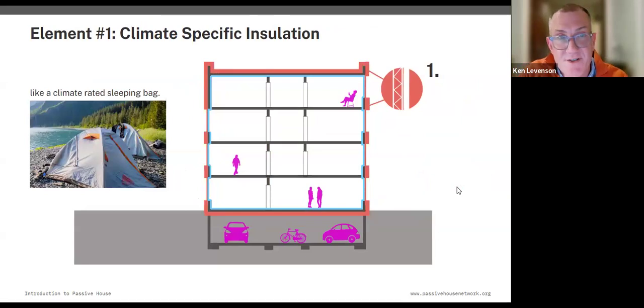So think of the insulation just like a climate rated sleeping bag. A tougher environment, you're going to have more insulation. Easy, it's almost de minimis the amount of insulation that you need. The air tightness can be such a huge driver of the energy use.